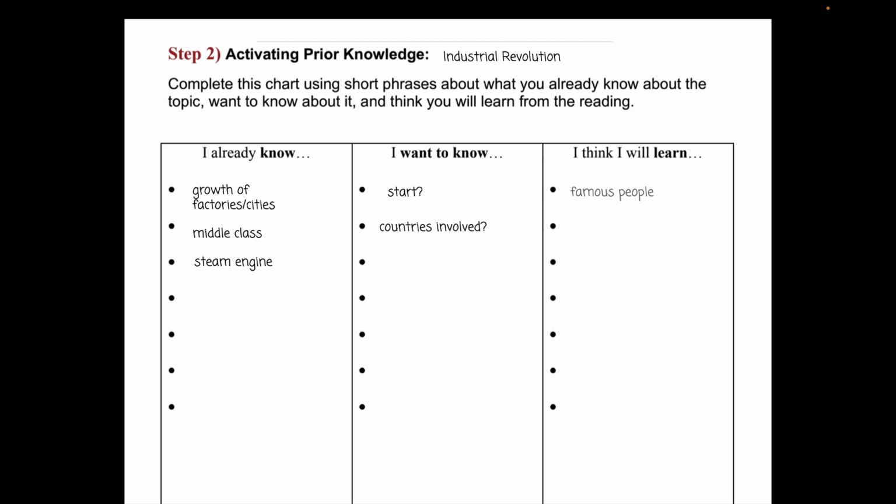Finally, for the I think I will learn section, you could say, I'm probably going to learn about some of the famous people during this time period and the importance of some of the inventions. By doing this, you are actually changing the wiring in your brain. You're preparing a way for your brain to connect what you are about to read to the stuff that you already know. This works with math too.